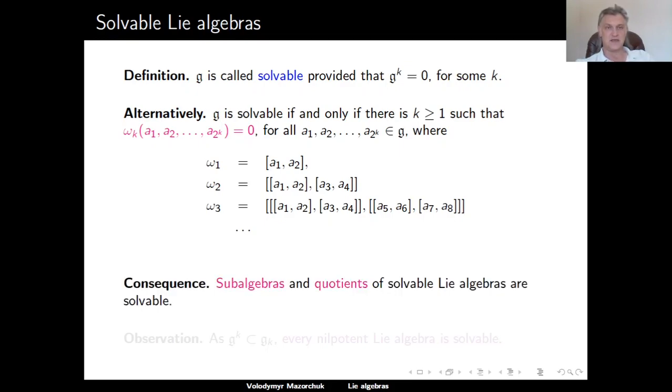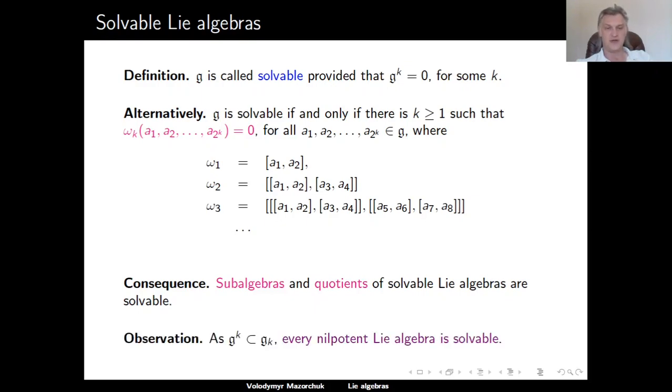A consequence from this alternative description is that any subalgebra and any quotient of a solvable Lie algebra is solvable. Indeed, if G is solvable, then some identity omega k is equal to 0 holds in G. But then the same identity certainly holds in any subalgebra of G, so any subalgebra is solvable, and the same identity clearly holds in any quotient of G, so any quotient of G is also solvable.